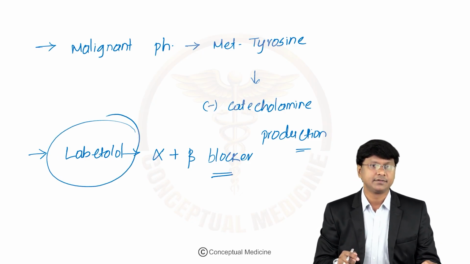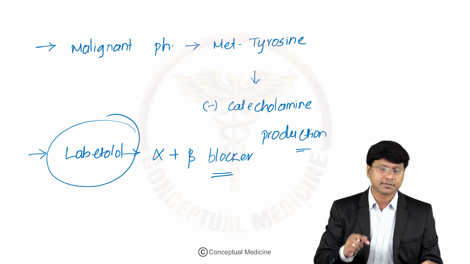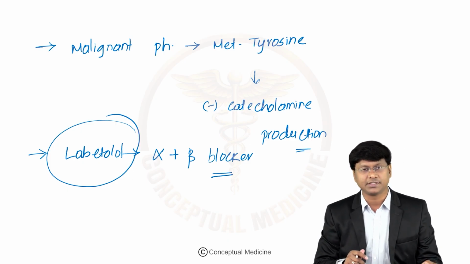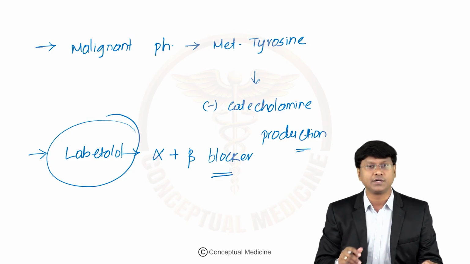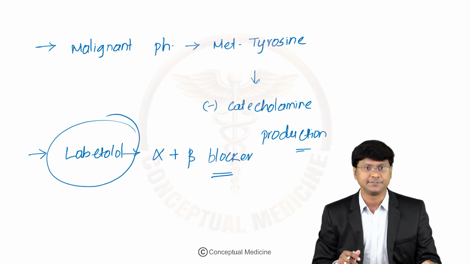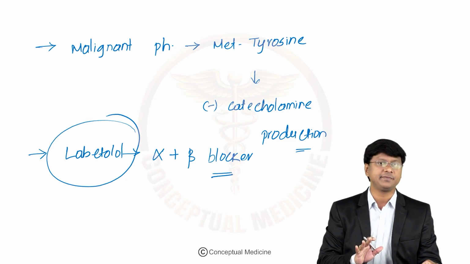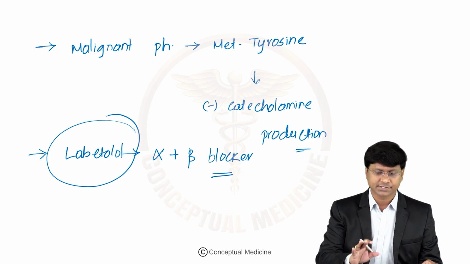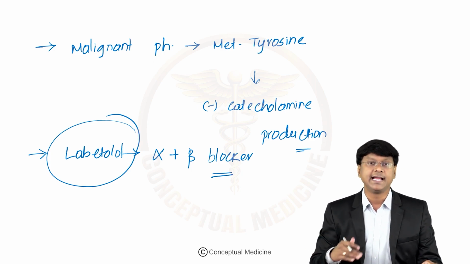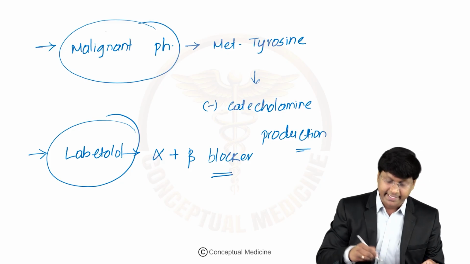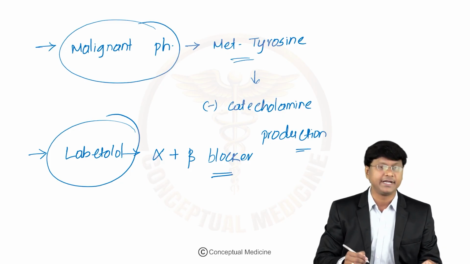And please remember, labetalol can be given in place of beta blockers, that is propranolol, to control the heart rate of the individual. Now, this is the treatment. The treatment of choice is surgical resection of the tumor. And in a scenario where surgery cannot be done, you need to give metyrosine.